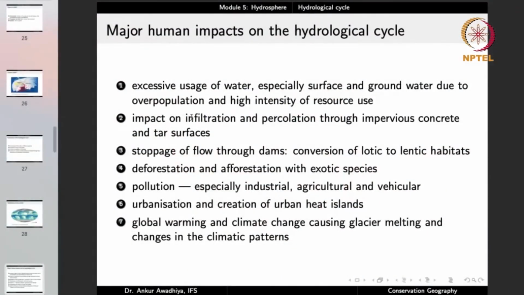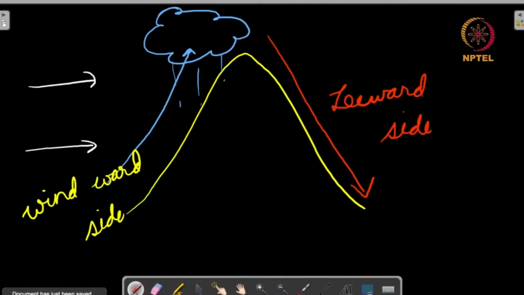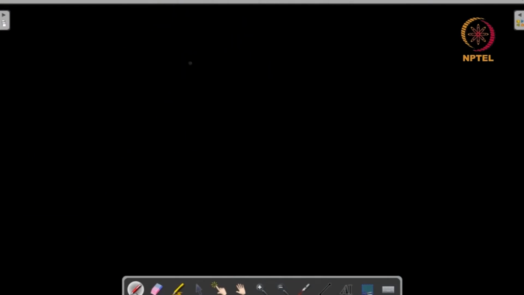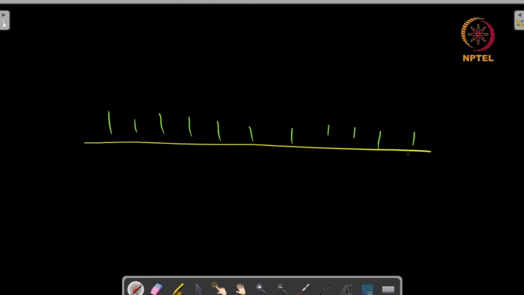Then we also have an impact on infiltration and percolation through construction of impervious surfaces such as concrete and tar. Now in a natural condition, most of the ground would be just covered with grasses, and grasses aid the infiltration of water by creating hindrances to the water movement. So essentially the water that falls in the form of rainwater is not able to move that fast because all these grasses will be stopping that water.